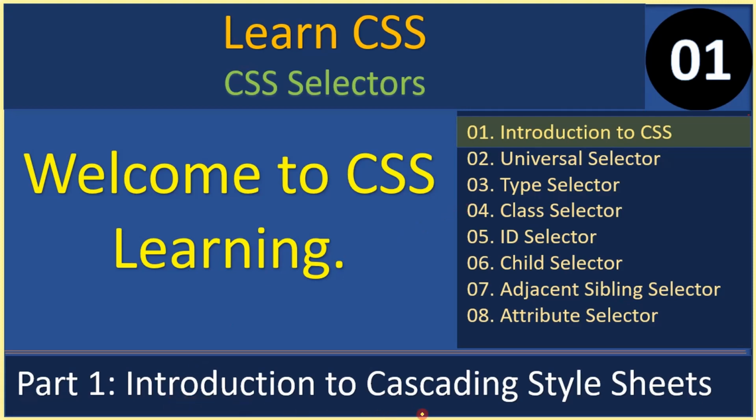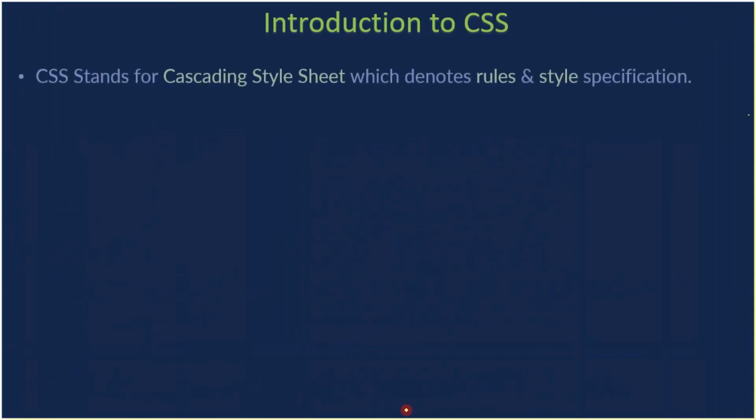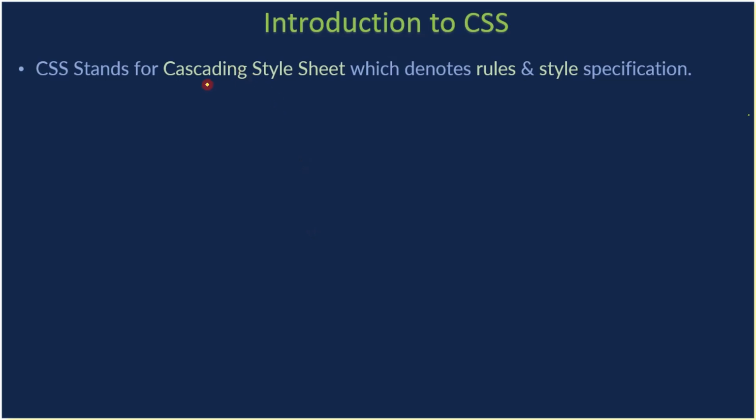In this specific video, we will get introduced to Cascading Style Sheets. CSS stands for Cascading Style Sheet, which denotes rules and style specification. So we will come to know what's rule and style when we progress through the course, but for now what you can know is a cascading style sheet will define the rule and styles.